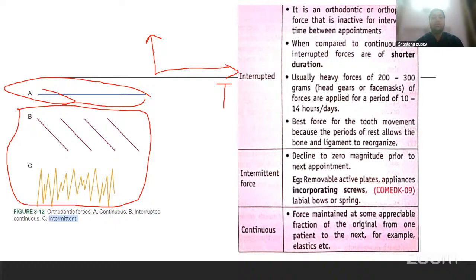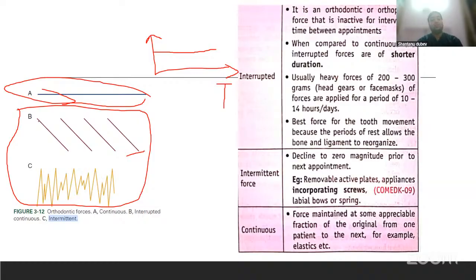So when the magnitude of the force is constant, doesn't change with time much, this is continuous force. Okay, the second is interrupted. The B option here is interrupted.